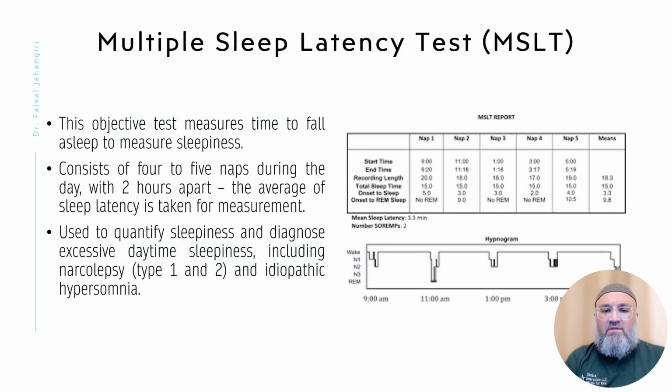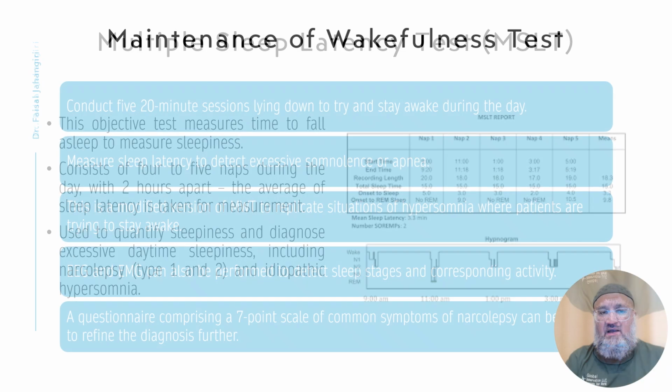The multiple sleep latency test objective is to measure the time to fall asleep. It consists of 4 to 5 naps during the day, with each nap 2 hours apart, and the average sleep latency is taken for measurement. It is used to quantify sleepiness and diagnose excessive daytime sleepiness, including narcolepsy type 1 and type 2, and also idiopathic hypersomnia.